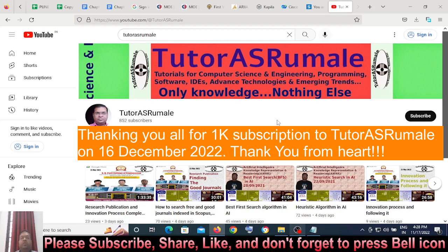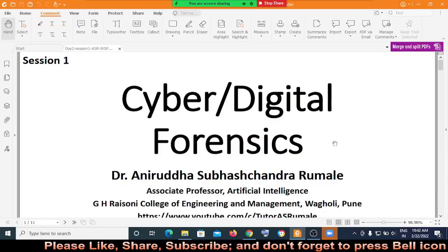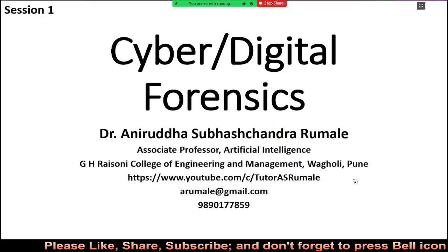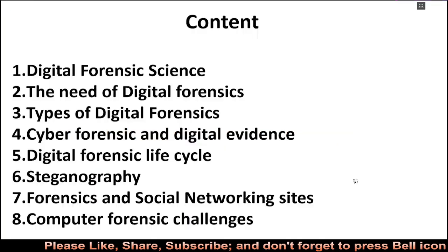Let's see today's topic. Welcome, guys, to today's session. I hope you enjoyed yesterday's session about digital forensics, cyber crime and criminals. Today we are going to see what is cyber or digital forensics, also called computer forensics. In old days, it used to be called computer forensics. So we are going to see that.